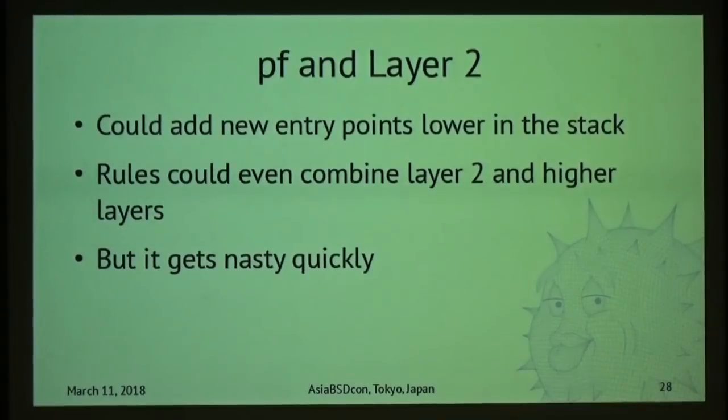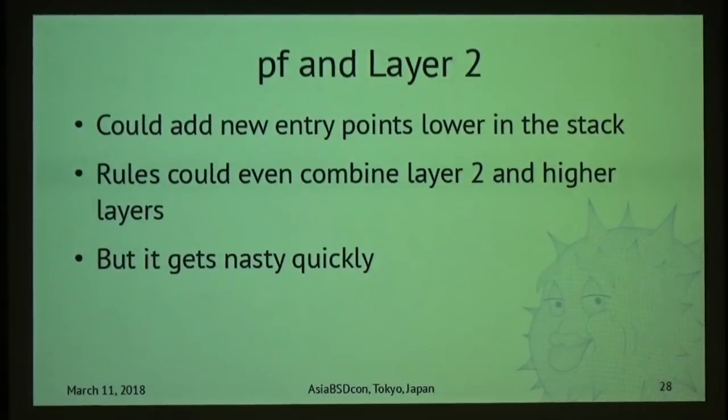So what are we doing here? And I'm pretty much talking out of my ass here because we haven't done any of this. We could try to add layer 2 filtering to PF because we have all the infrastructure there and it's really compelling. That would mean that we have to add new entry points that are way lower in the stack. And we could even have rules, and this sounds so nice, that combine matching on these layer 2 fields, like the Ethernet source MAC address and destination MAC address, and the higher layers that we already have.